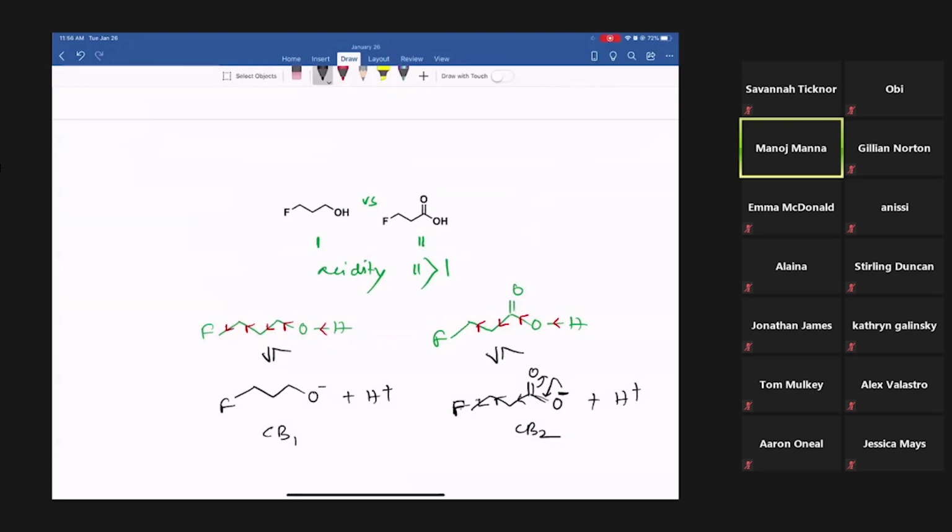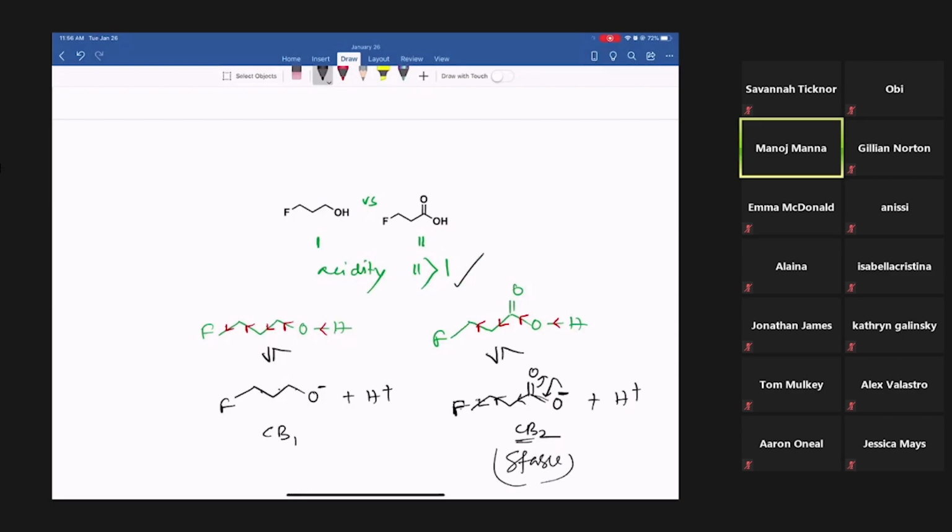So two factors. One is resonance factor, at the same time inductive. But here, the distance from the oxygen negative charge to fluorine is greater than this one, because 1, 2, 3, 4, 1, 2, 3, 4. Okay, so the distance is the same, but there is an extra factor, which is resonance, that makes the conjugate base more stable than that one. So the acidity order, this one.